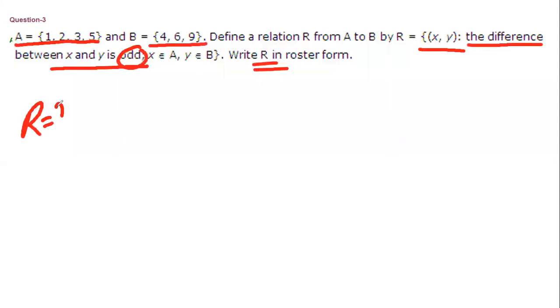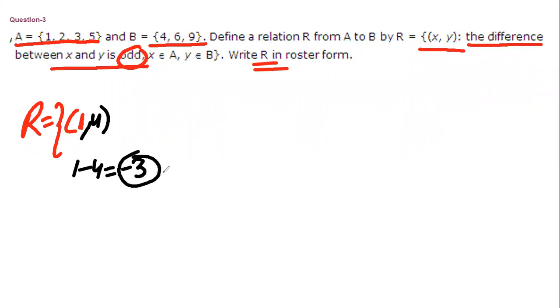So, tell me the roster form. This 1. 1 के साथ क्या क्या आना चाहिए? जल्दी बताओ. What number will be there? 4. Very good. Why is it so? 1 minus 4 equals minus 3. If it is coming negative, positive, it doesn't matter, है ना? क्योंकि minus 3 मुझे चाहिए. मुझे तो odd से मतलब है.